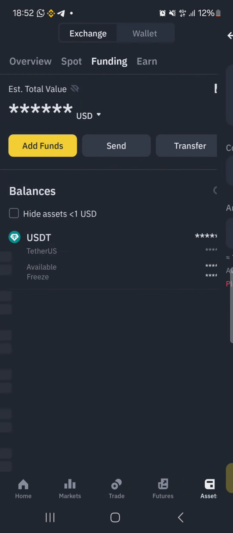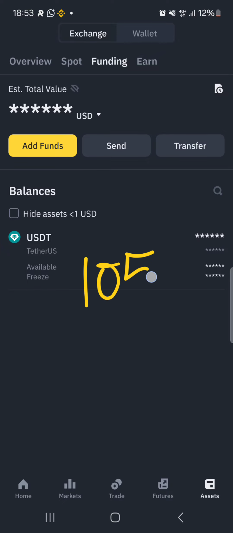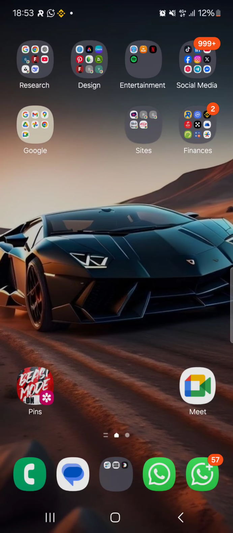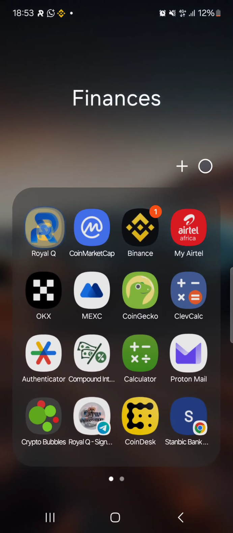Now after that, it means our money is on the spot wallet, and we are able to go ahead and set up a template for this particular amount of capital we are trading. I'm experimenting with $105. It's an experiment. So I'm going to head over to my Royalq.